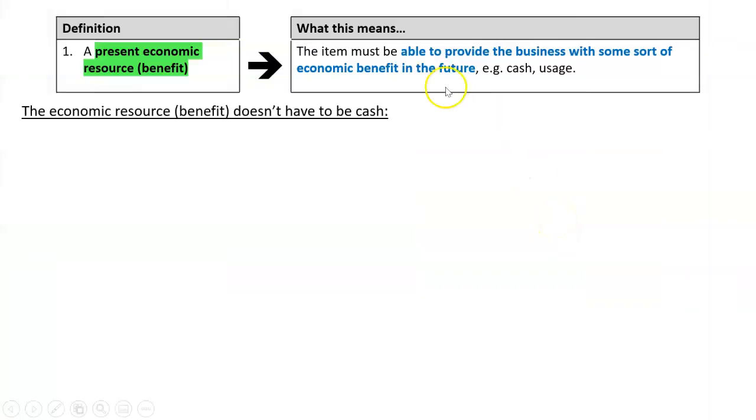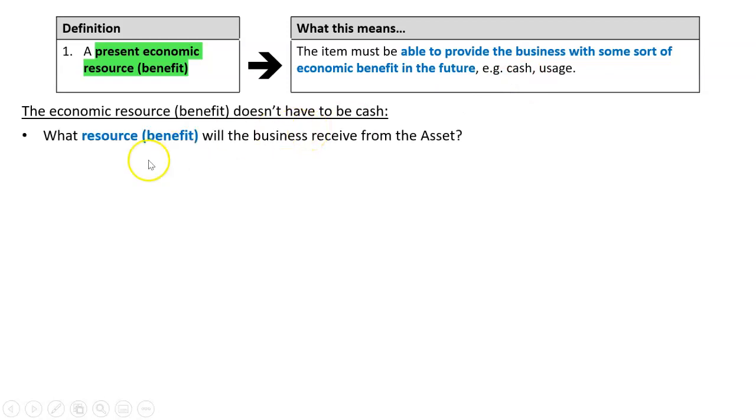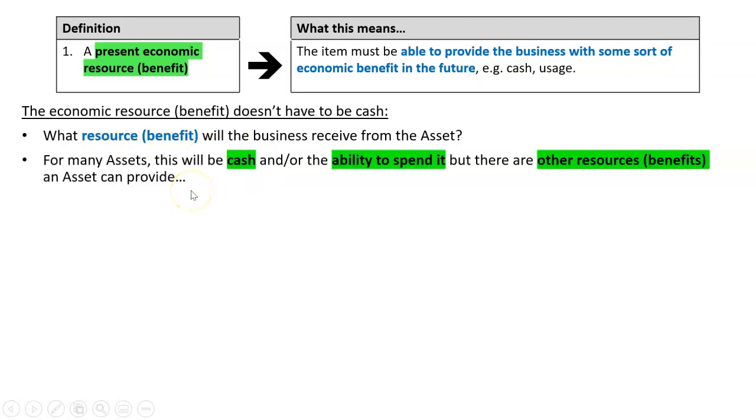What else do we need to know? Well, part of this economic benefit, what does that even mean? Does that mean it's money? It could be money. So we said here, the economic benefit you get could be money, but it could also be usage. It doesn't have to be cash. What we want to ask ourselves with every asset is what resource or benefit will we get?